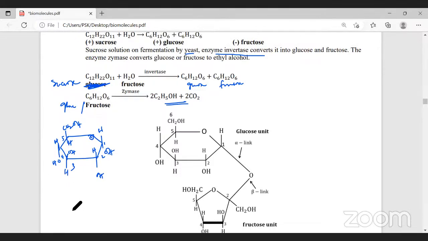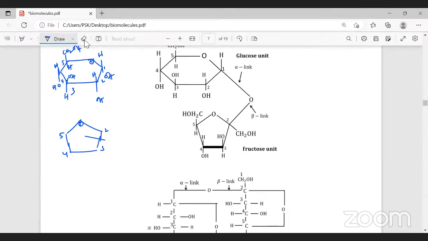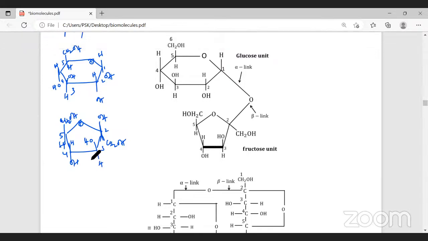Now, beta D minus fructofuranose. In order to understand it, I told you to write a 5-membered ring with an oxygen atom here, and number the carbons 3, 4, 5, because in fructose, the second and the fifth carbon atoms are bonded through oxygen. We write bonds like this. Here we have CH2OH, here OH, then OH, H, H, OH, H, OH, CH2OH. This is beta D minus fructofuranose.